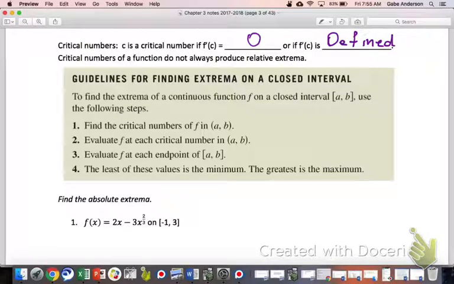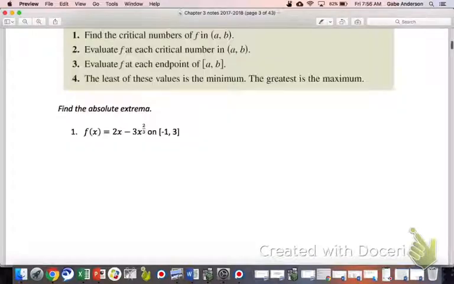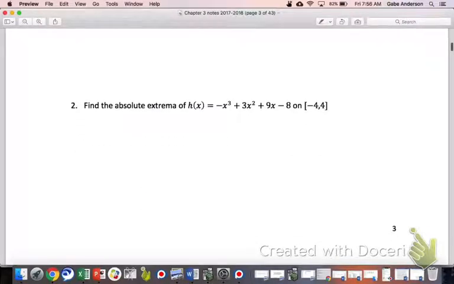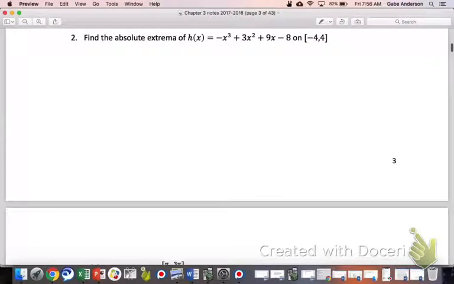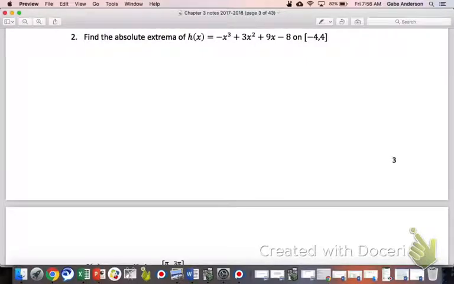Let's take a look at example number 2. We are going to jump around a little bit here. We're not going to start with example number 1. I'm going to scaffold this for you, hopefully to be as easy as possible coming in. All right, so let's make sure we're clear on what this is. Number 2 says find the absolute extrema of h of x, and it gives you this function.